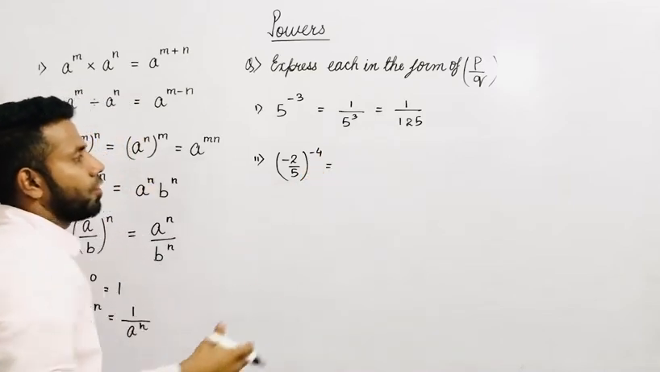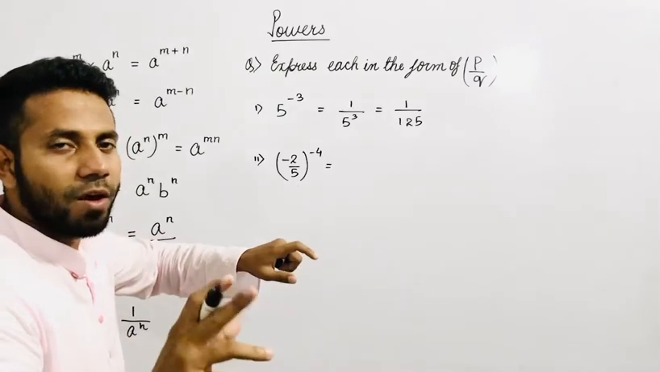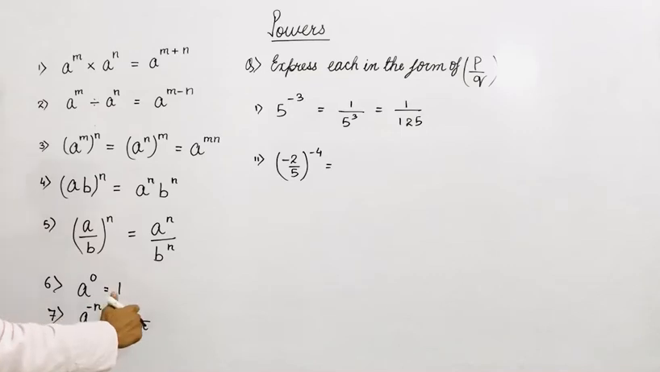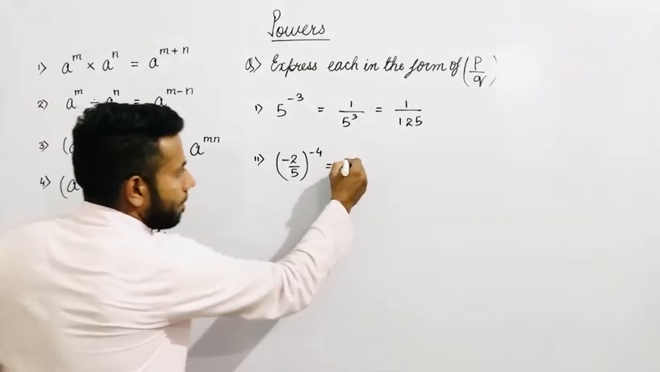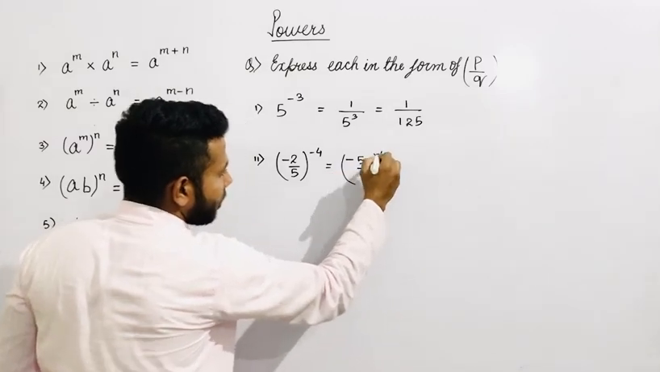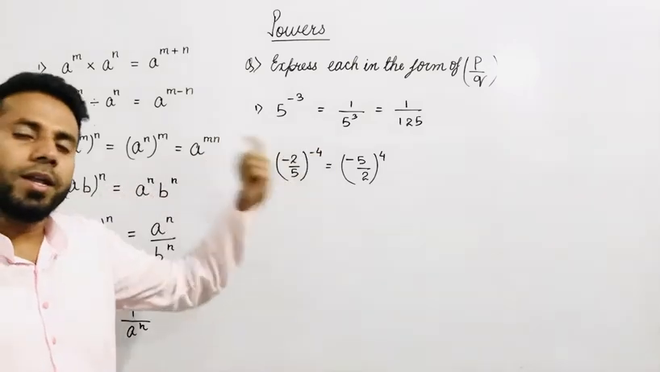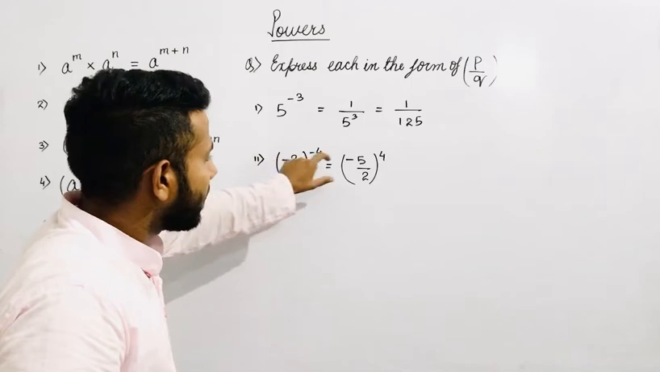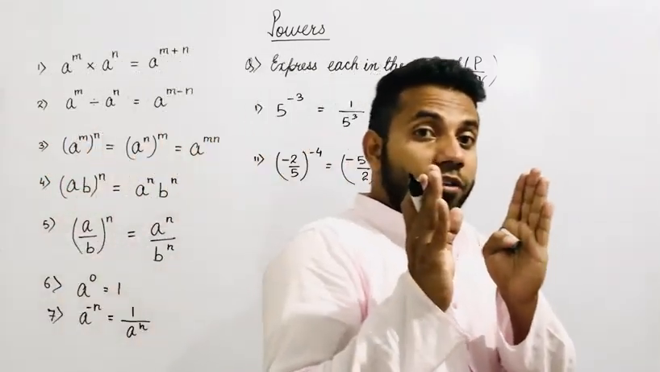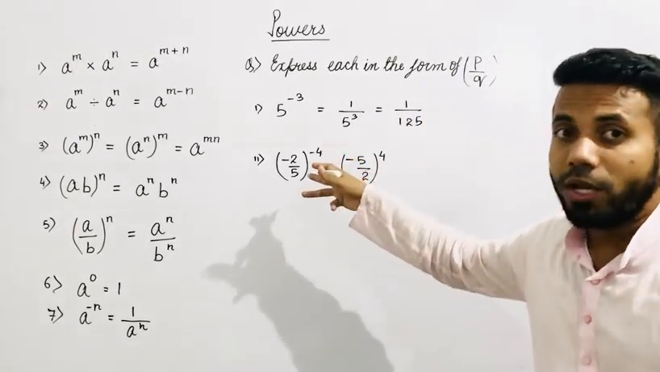The first thing that we need to do is convert this negative power to positive power. How do we convert a negative power to positive power? By reciprocating it. So it will become minus 5 by 2 to the power 4. When you reciprocate the base, the negative power automatically becomes positive. Listen very carefully. The negative base doesn't become positive. The negative power becomes positive.